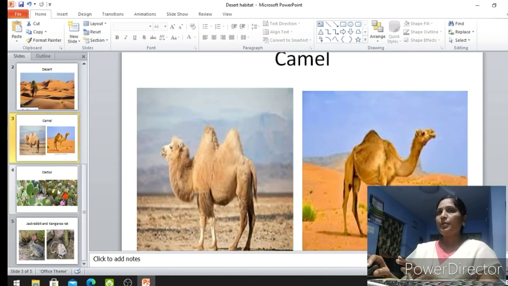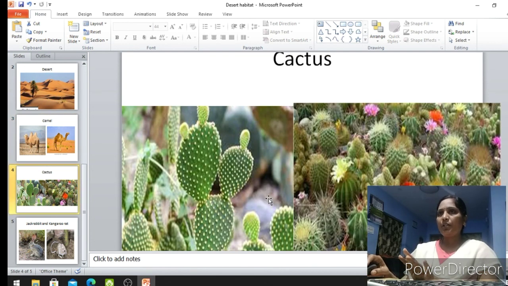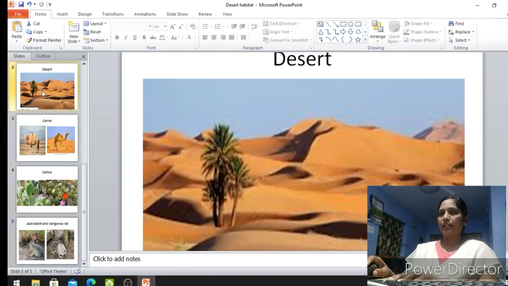And your homework today is to write the adaptations shown by the camel and write the adaptations shown by cactus plants. Write at least 5 points about each organism, and also draw the diagram of a cactus and the desert.